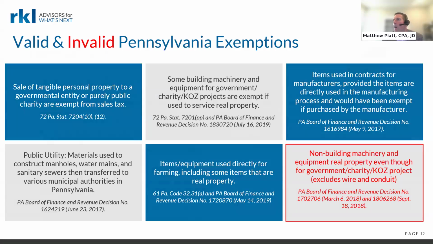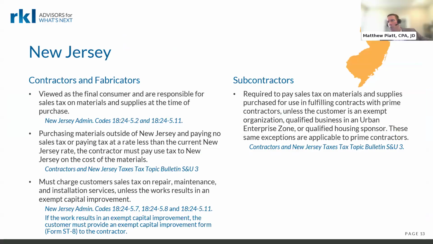All right. So moving on here to New Jersey. New Jersey has some different terminology than Pennsylvania. They spell out contractors and fabricators. Pennsylvania doesn't use the term fabricator as much in their construction contractor sales tax law, but in New Jersey, contractors are viewed as the final consumer and are responsible for sales tax on the materials and supplies at the time of purchase. And we got the code sections there that spell that out.